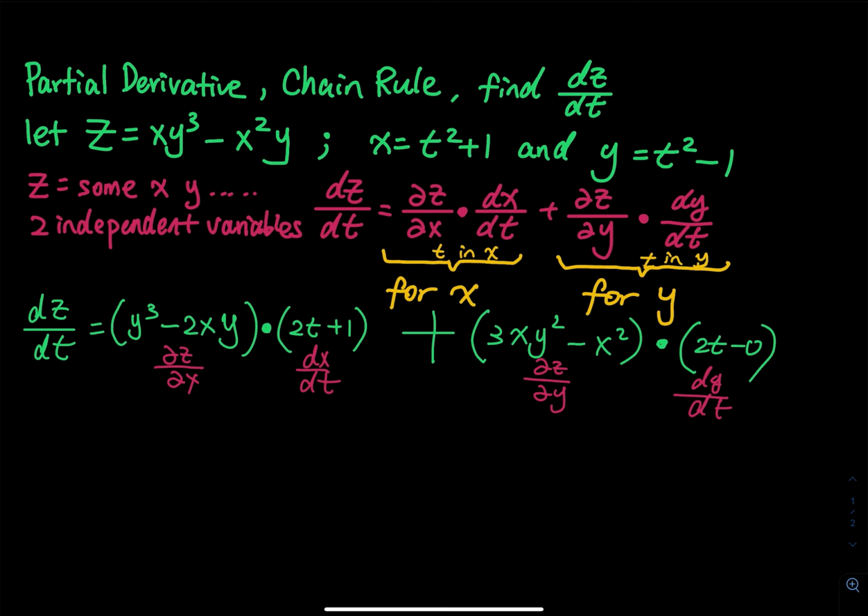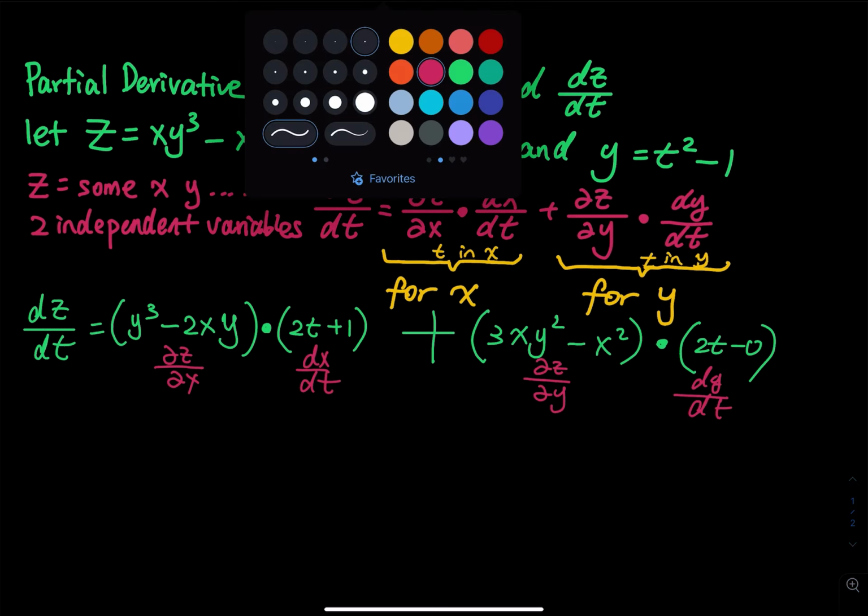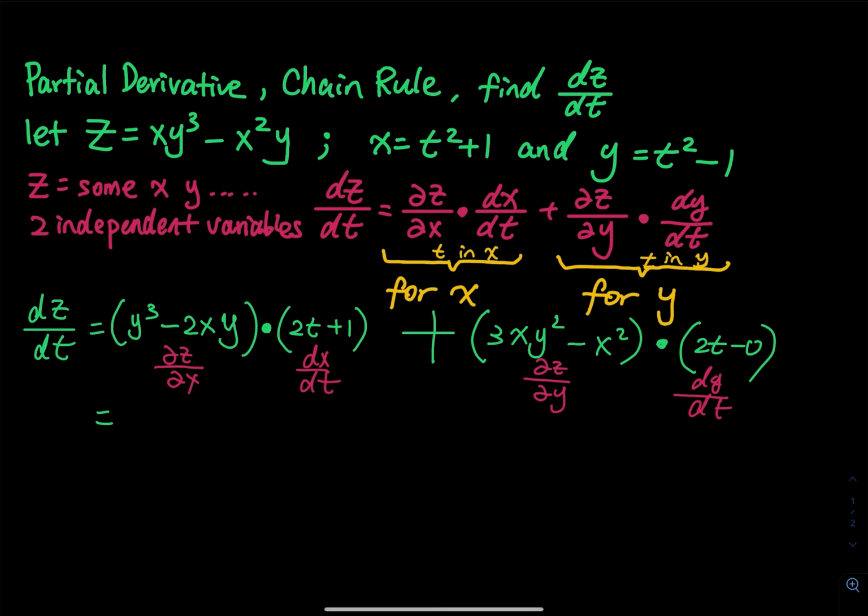Maybe when you do work online, they won't just let you leave the answers like that. You might want to fully expand them, cancel some like terms, do some simplification, and then try to see if you can factor something out. That should be pretty easy. Oh, did I make a mistake right there? Okay.